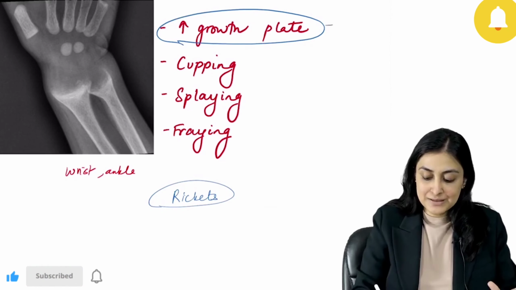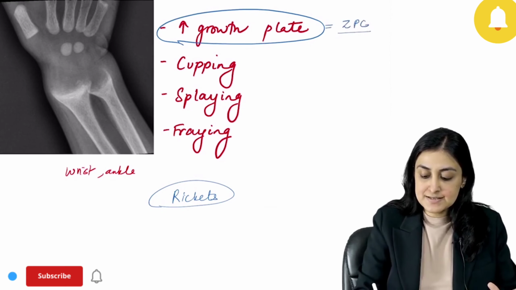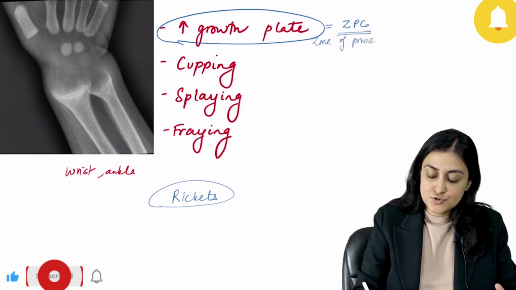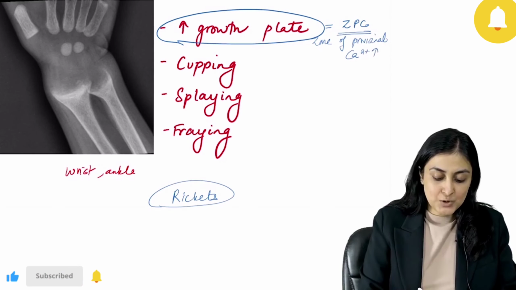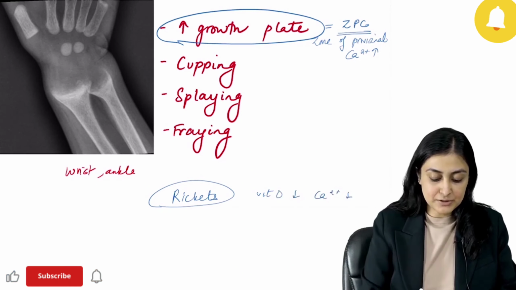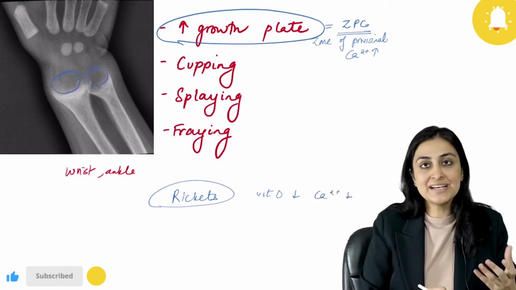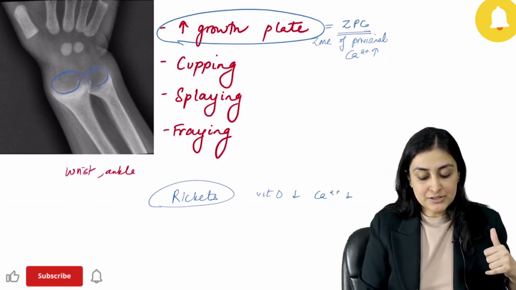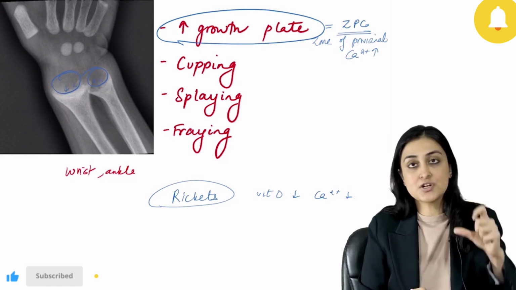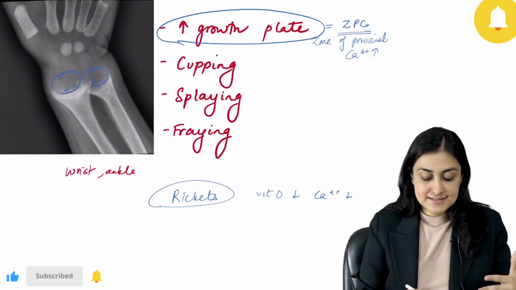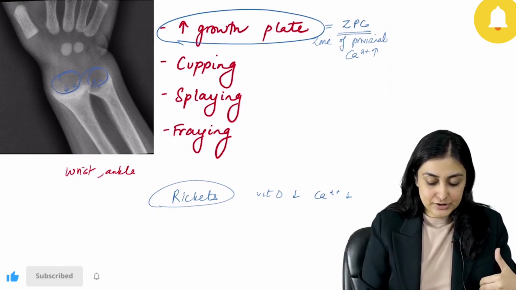You will find that growth plate is increased, or it can also be expressed as this ZPC, which stands for zone of provisional calcification, which could be increased. What happens here is, because there is no vitamin D, because there is no calcium, there is going to be a lot of unmineralized osteoid waiting at the growth plate to get calcium, and the calcium is not there. So all of this unmineralized osteoid is going to accumulate here, resulting in widened growth plate, widened zone of provisional calcification. Slowly, as this further increases, it's going to cause mass effect on the metaphysis.